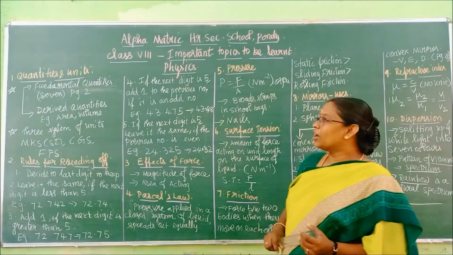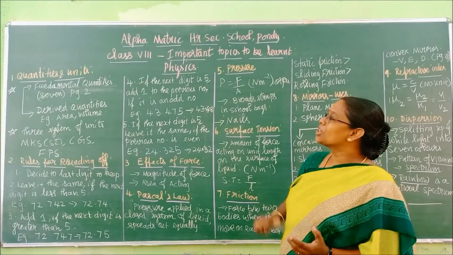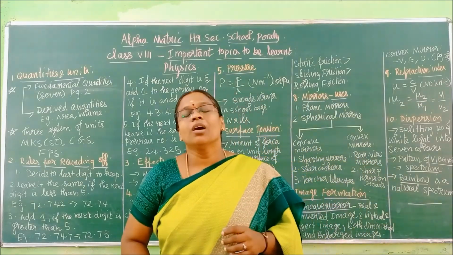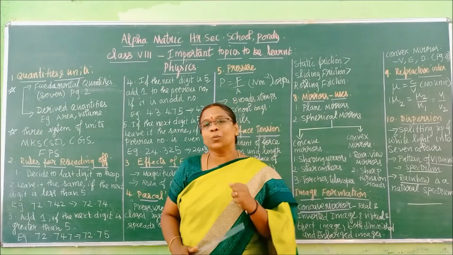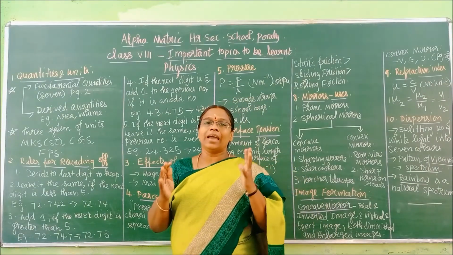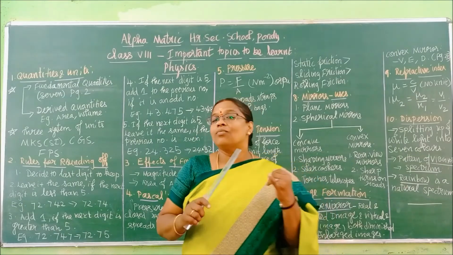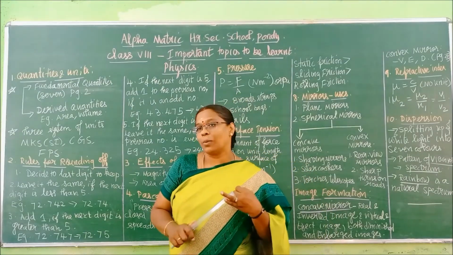The first content I am going to discuss is from the first lesson, the measurement lesson. First, how many quantities did we learn? Mainly we have two types of quantities, correct? What are they? Fundamental quantities and derived quantities.